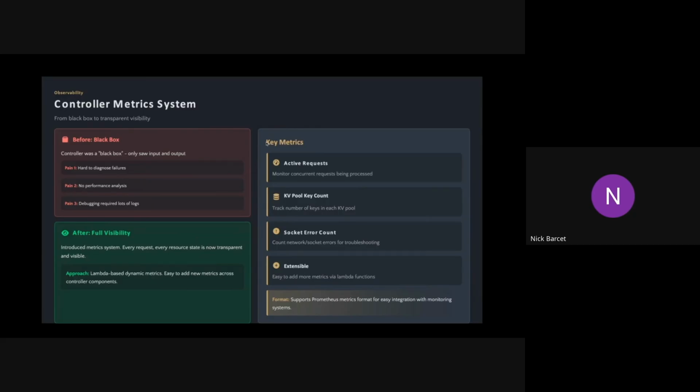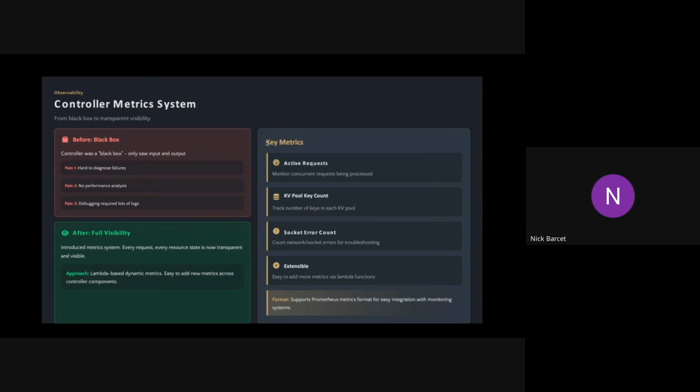There were three core pain points. First, difficult failure diagnosis. When a system issue occurred, we didn't know where the problem was. Second, missing performance analysis. Could not identify performance bottlenecks and optimization points. Third, time-consuming debugging. Each issue required intensive logging to analyze. Therefore, we introduced a metric system for the MCache controller, making every request and every resource state transparent and visible.